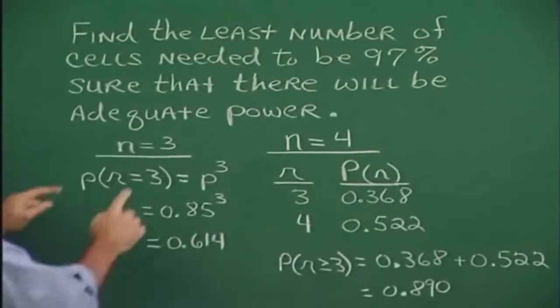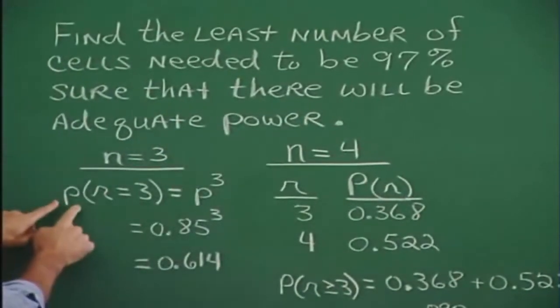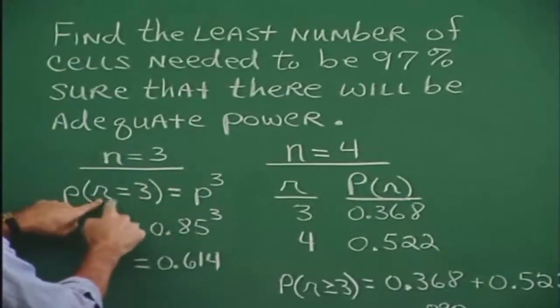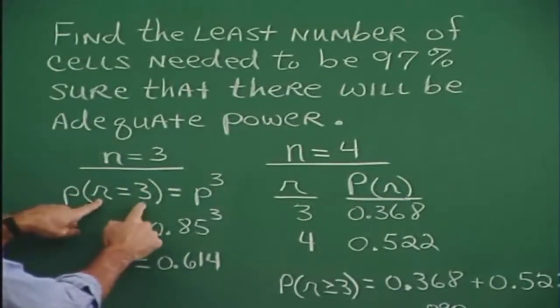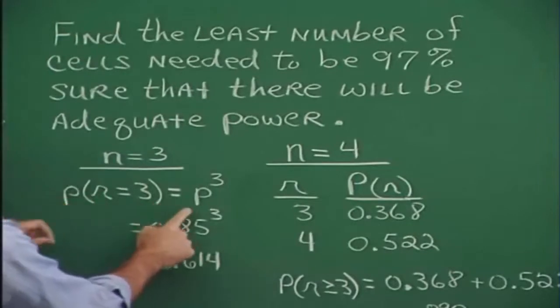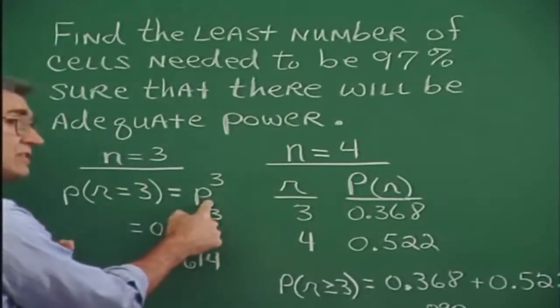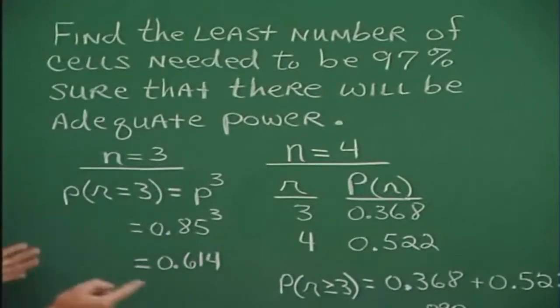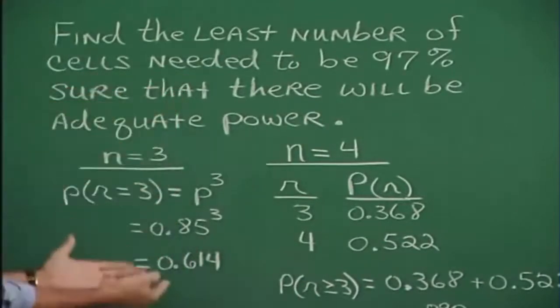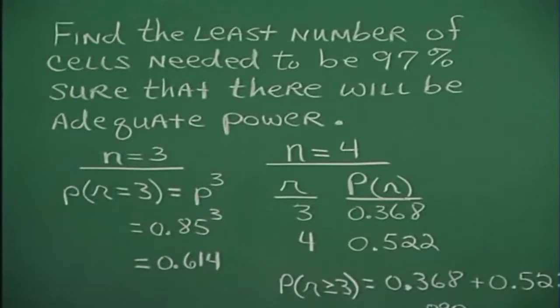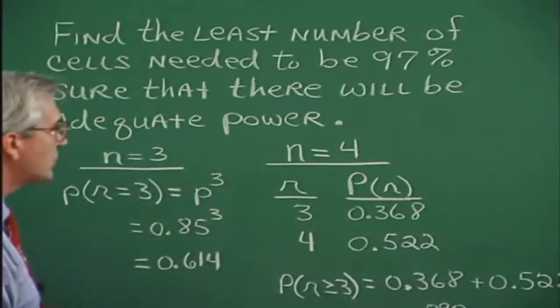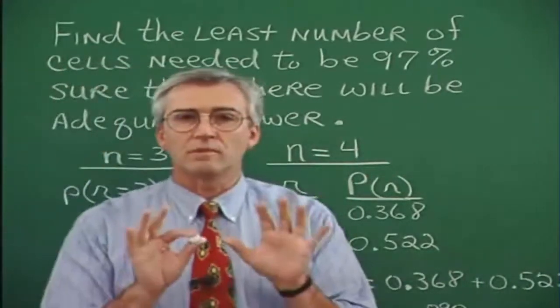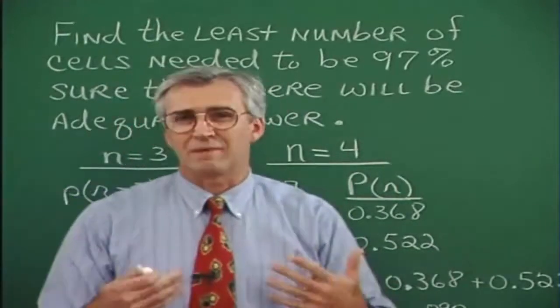Well, let's see. If N is 3, then the probability of all 3 of them being successful, you see that R is equal to 3, would be success, success, success. You see, so it'd be 0.85 cubed or 0.614. No, the probability isn't there. We're not 97% sure in this case. Now, I'm going to actually show you 2 ways to make this calculation. This is the most direct way to think about the problem, I think.